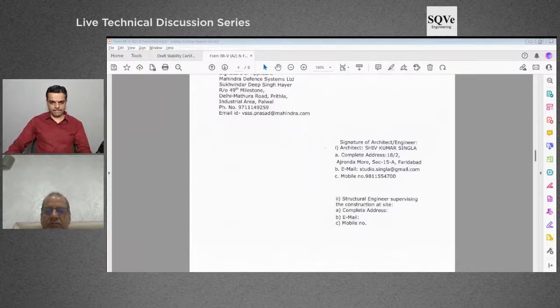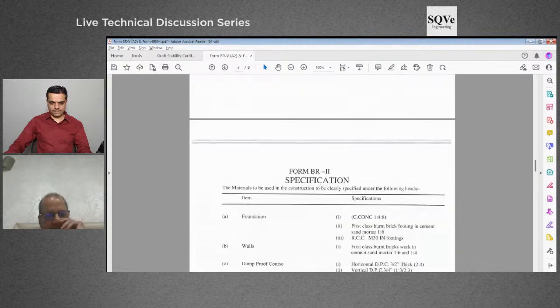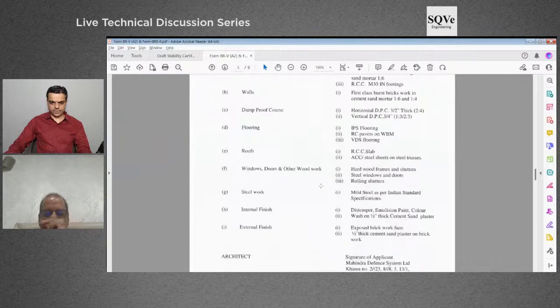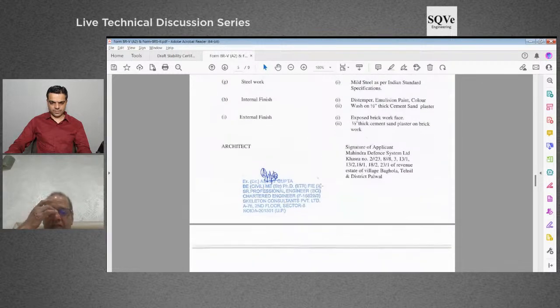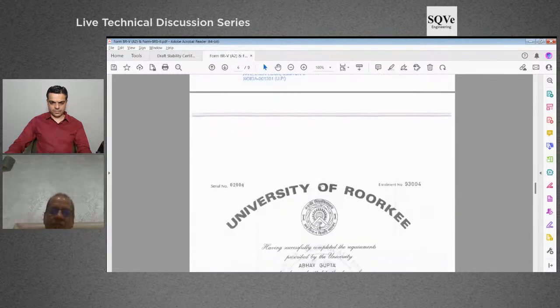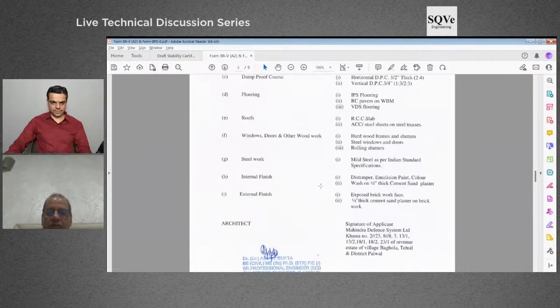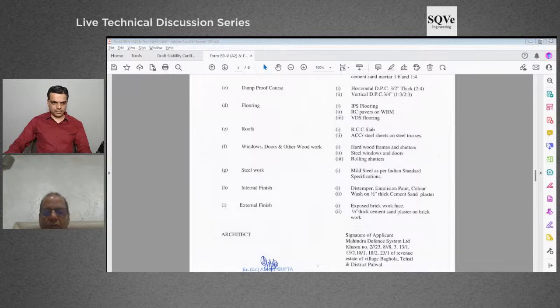Next. Next is a specification page. So the relevant parts we should retain and cross out the rest, and then we can sign this one. Degree certificates. So I think these are the formats. You should be very careful that you sign only the structural design related documents.